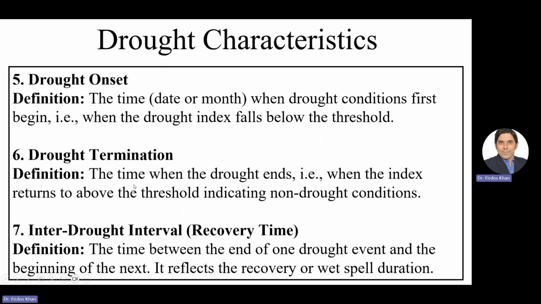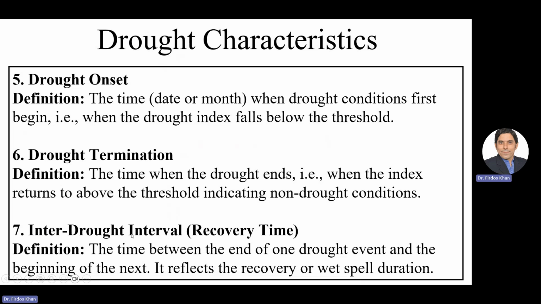Drought termination: the time when the drought ends, i.e. when the index returns above the threshold, indicating non-drought conditions. So drought termination means, of course, the drought is finishing, the drought is ending. So when the index is increasing past that threshold level, that means dryness is ending and the situation may be now better.